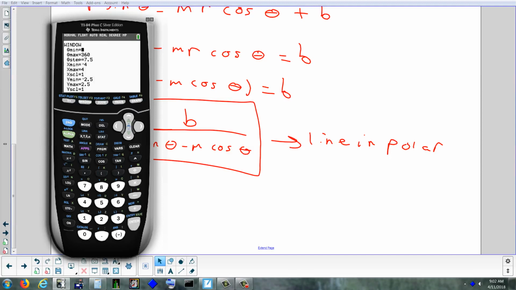So it's already all set. I'm going to go by steps of 1. So it's going to plot 360 points to do this. That's way overkill for a line, but it's okay. And let's hit graph and see what we get. So there's one side of the line. And then notice it does the other side of the line. So it's kind of weird the way it draws it.